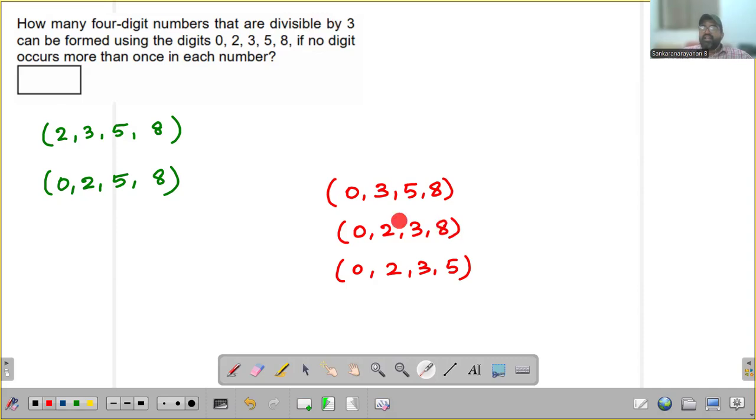8, 9, 10, 11, 12, 13. You can see the total is 30. Then the numbers that you are going to form with 0, 2, 3, 8, none of them will be divisible by 3. And same will be the case here. None of them will be divisible by 3. Okay, the numbers that you form. So these three you need not consider.